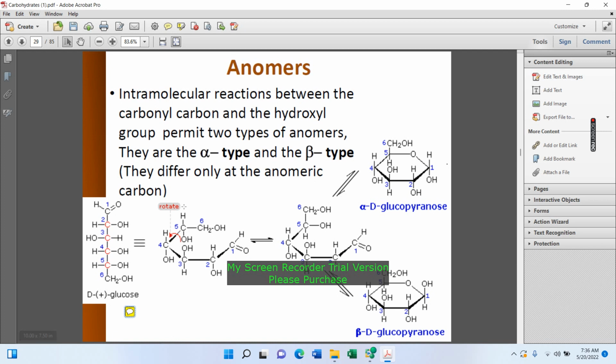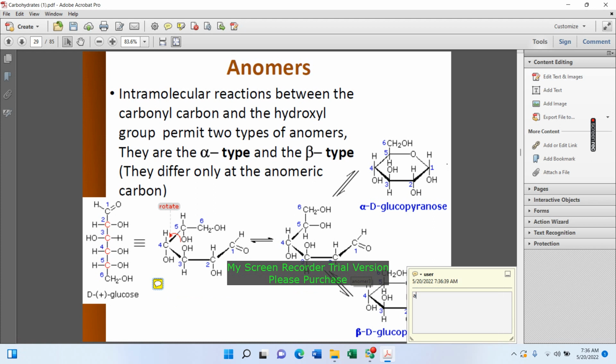The carbonyl carbon and the hydroxyl group permit two types of anomers: the alpha type and the beta type. They differ only at the anomeric carbon. The anomeric carbon is the carbon of the carbonyl group. After the cyclic reaction, the carbon of the carbonyl group is called the anomeric carbon.